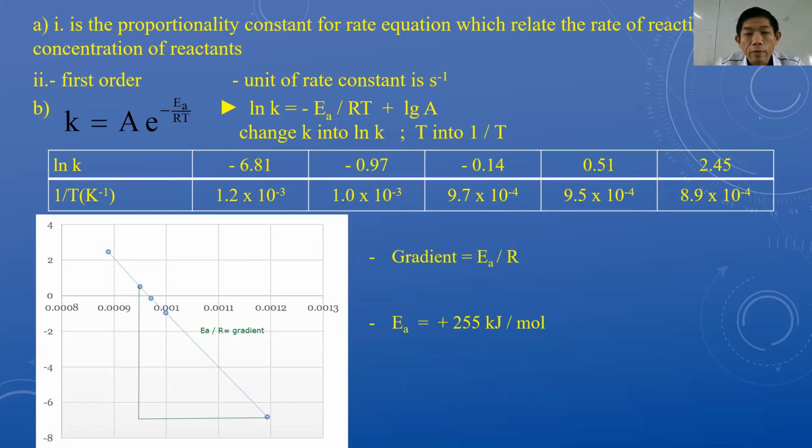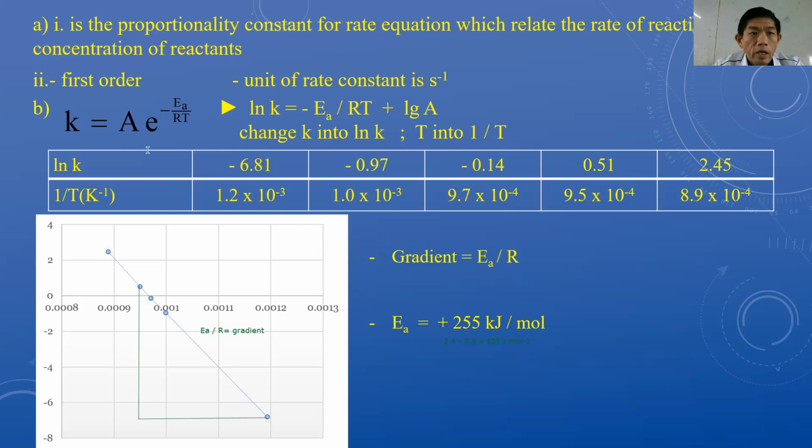So you get 255 kilojoule per mole, or 2.55 times 10 power of 5. The accepted range in here is 2.4 to 2.6 times 10 power of 5 joule per mole. Okay, so this is the accepted range for this time's solution. So hopefully you'll be able to get it correctly. Okay, so that is how you are going to get this answer in here. So that is for number B.